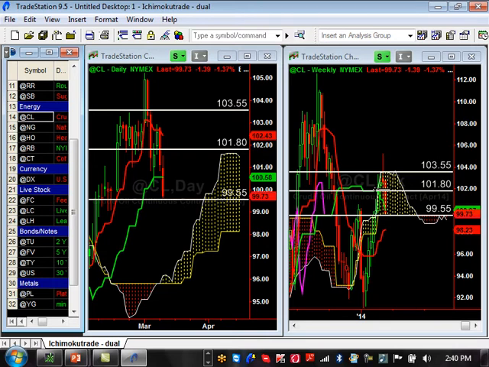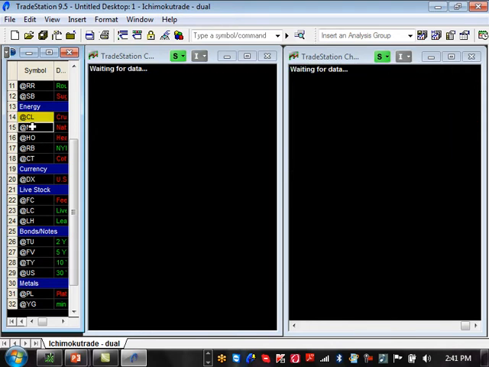If it could hold this 99.55 level and then start making a move to break the resistances at 158 and 102, then we do have a possibility of retesting the high and possibly breaking it to even get up to here, the 110 levels, 112 levels. So we gotta wait and see what happens there.